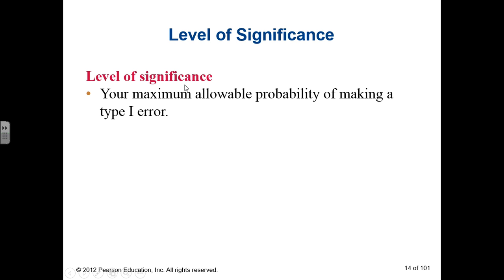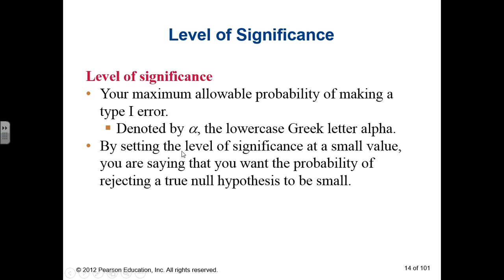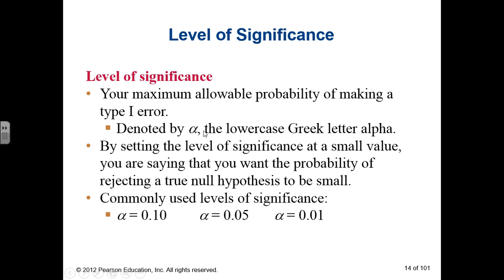We have another piece of a hypothesis test known as the level of significance. The level of significance is the maximum allowable probability of making that type 1 error. We denote it by a lowercase Greek letter alpha. By setting the level of significance small enough, we are saying that we want the probability of rejecting a true null hypothesis to be small. So the probability of making that type 1 error is small. Commonly used levels of significance are 10%, 5%, and 1%.